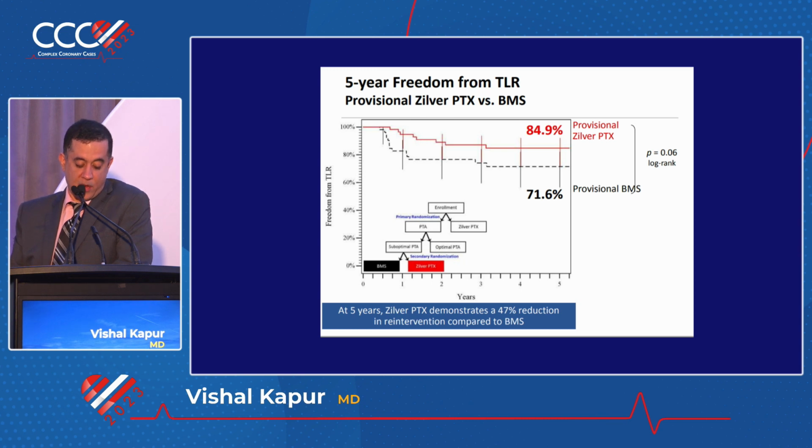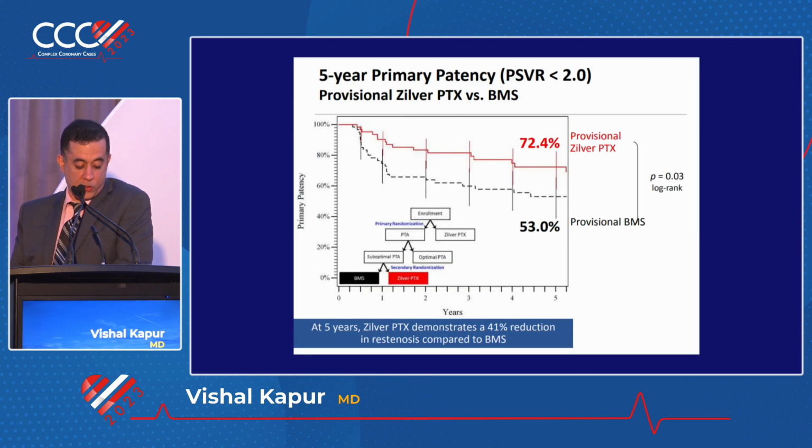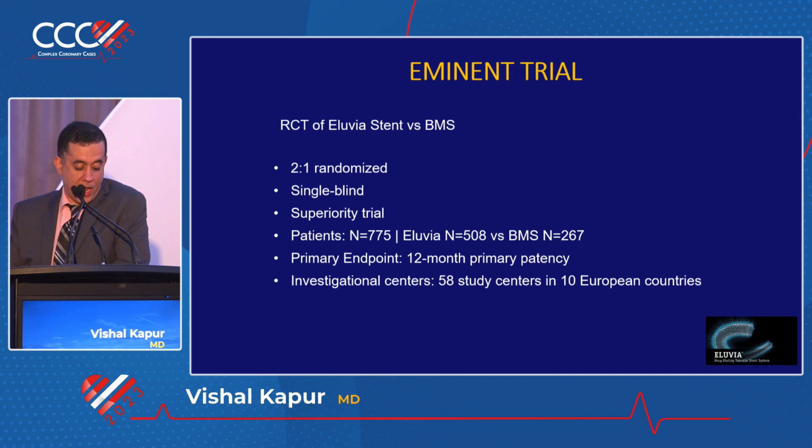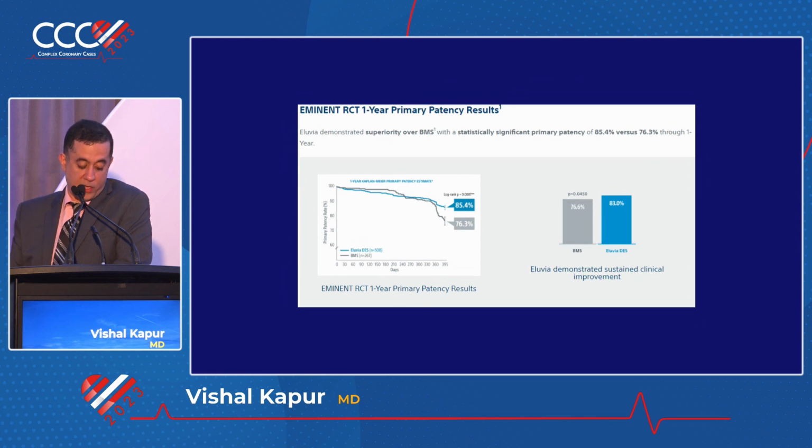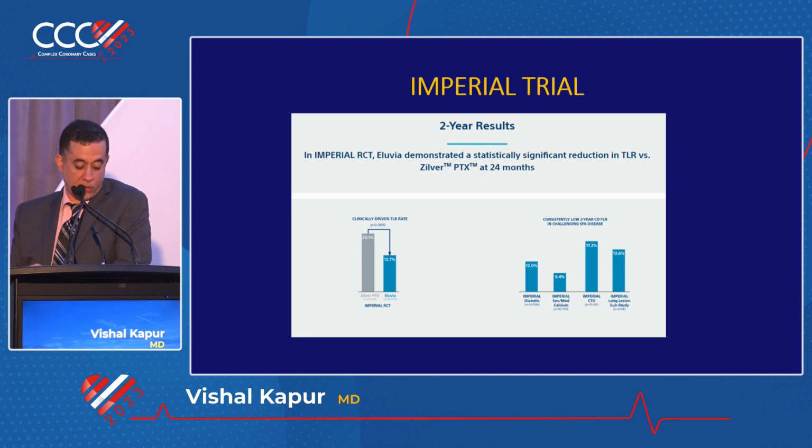Again, bare metal stents they compared, it does better. Balloon angioplasty, they do better. Patency, they do better. And this is for the Eluvia stent. Again, comparing Eluvia with bare metal stents, they also proved that they do much better primary patency-wise in the first and the following years as well, all the way down to second and third year.